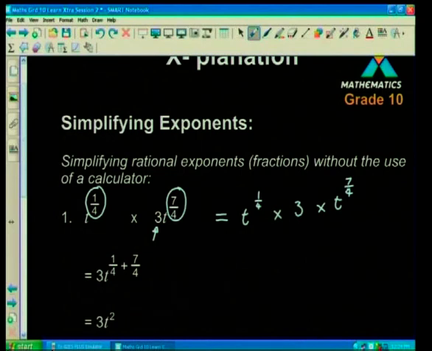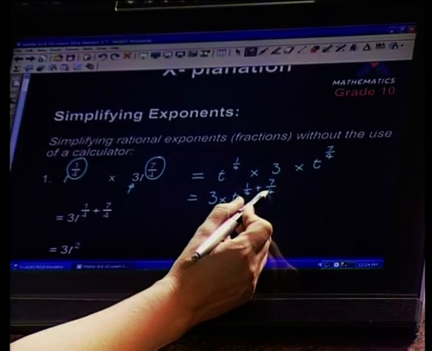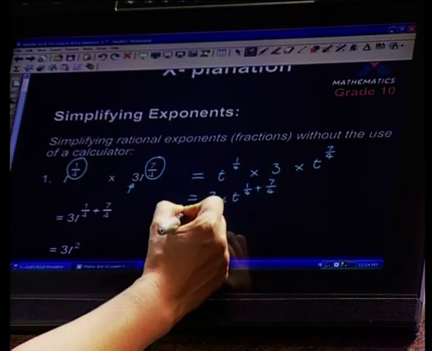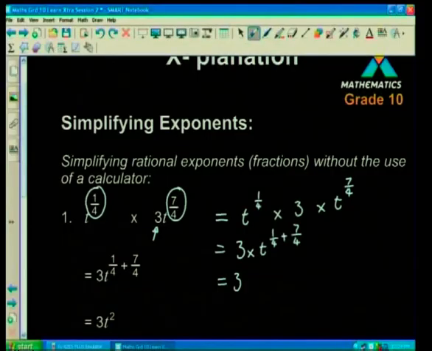When we have bases that are the same, we can add the exponents, so 3 times t to the power of 1 over 4 plus 7 over 4. When you add fractions, you've got to make sure you have a lowest common denominator, which we do have, and then you add the numerators, which gives us t to the power of 8 over 4. 8 divided by 4 is also 2, so not so scary.